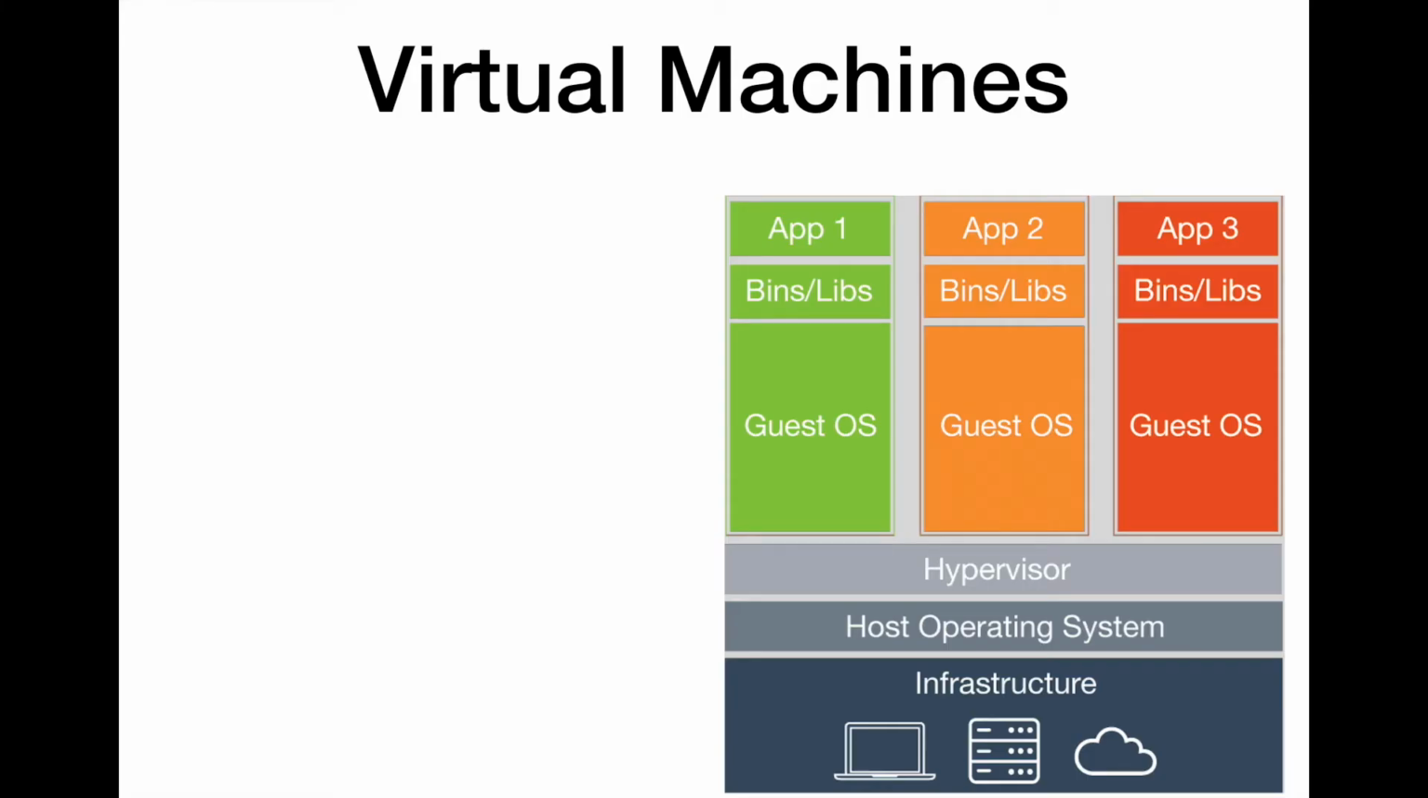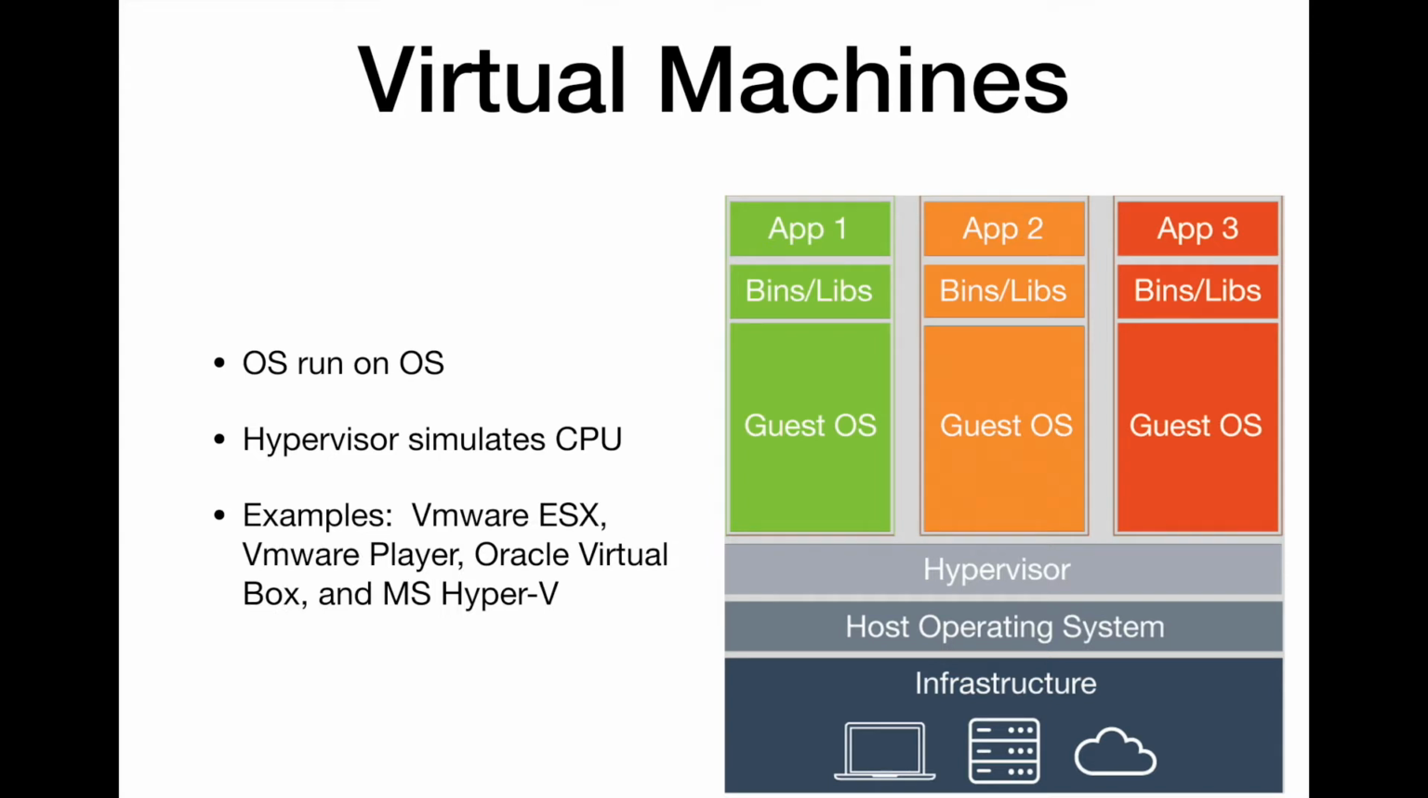What is a virtual machine? A virtual machine is nothing but an operating system run on top of another operating system using a piece of software called a hypervisor. The guest OS thinks that it is actually running on the physical hardware, but in reality it is not. The hypervisor simulates the hardware, such as CPU and memory, for the virtual machine. Here are some examples of hypervisors: VMware ESX, VMware Player, Oracle VirtualBox, and Microsoft Hyper-V.